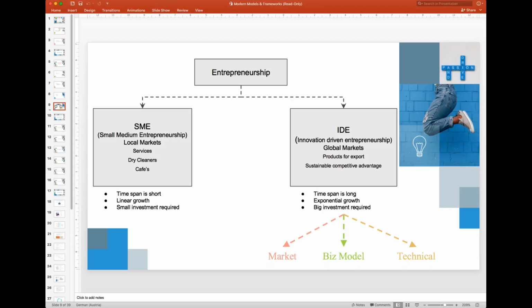service businesses, dry cleaners, cafes, and IDEs are those companies that target global markets, what we call products for export, and have a unique value proposition, something that is sustainable and very, very hard to reproduce, what we call defensible. And that could be through intellectual property or through a series of strategic partnerships, which makes it difficult for new companies that are looking to disrupt that company in the field that it just created or resegmented.